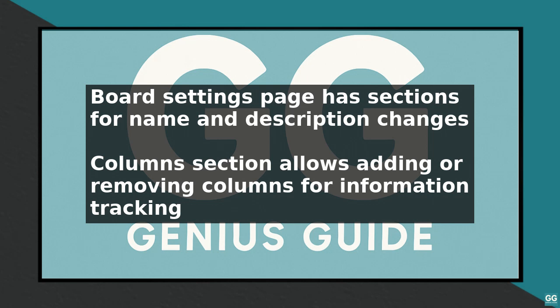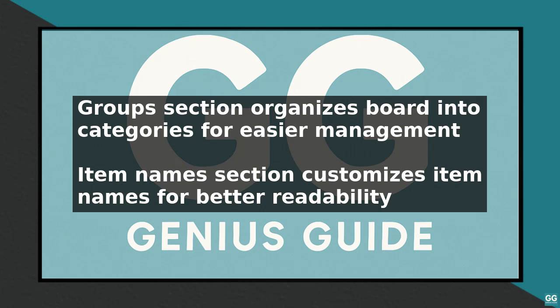The Item Names section allows you to customize the names of the items on your board. You can choose to display the item name, a custom text, or a combination of both. This is useful for making your board more readable and intuitive.